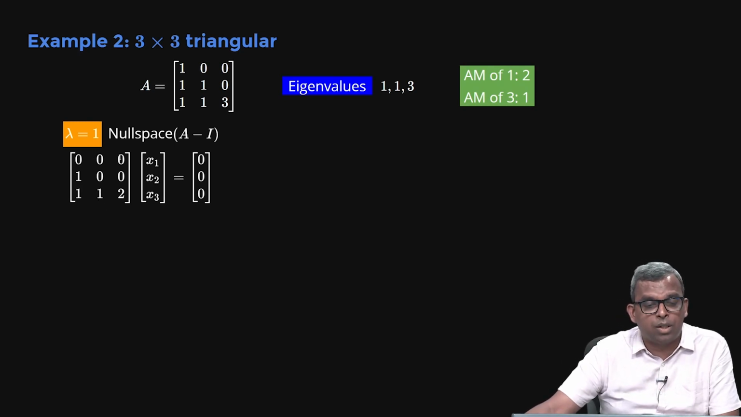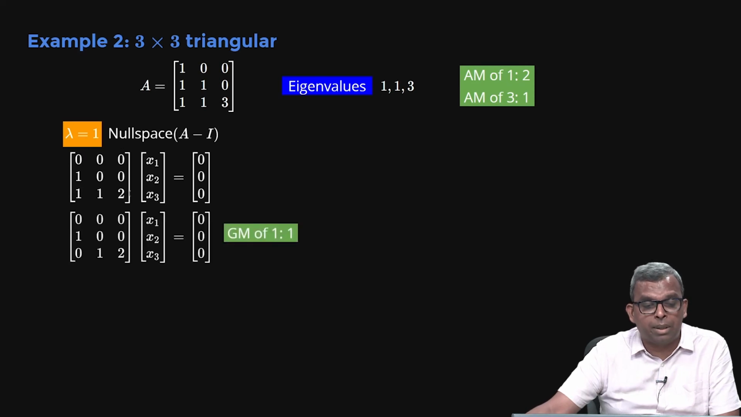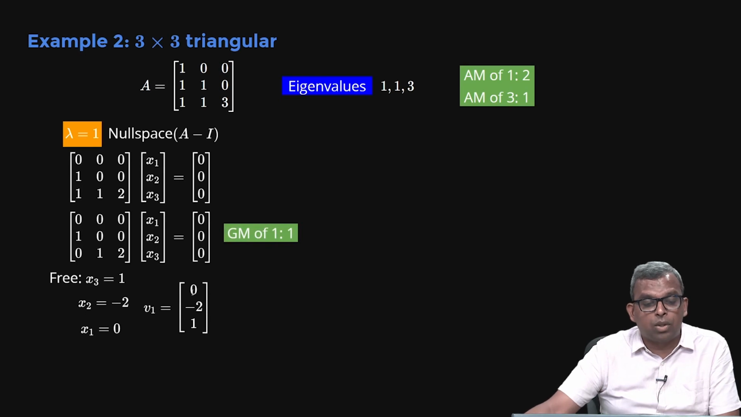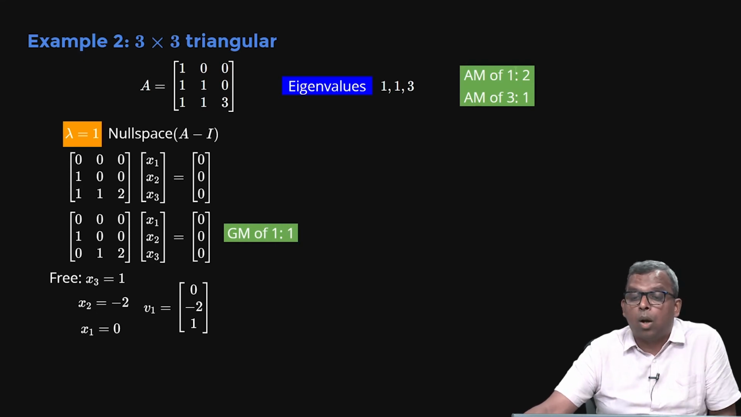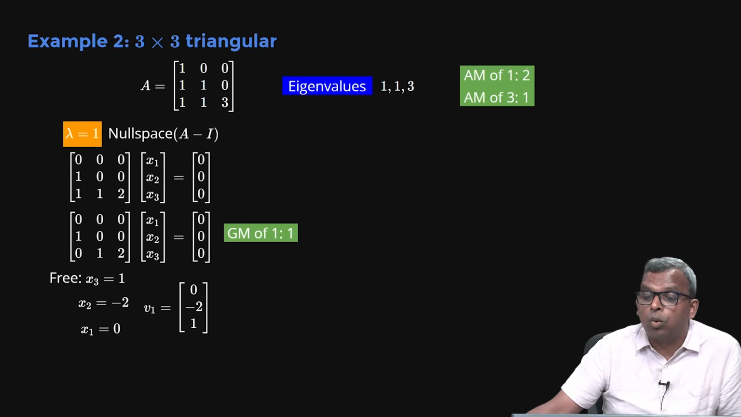So, 0, 0, 1, 0, 0, 2, the last two columns. It should be 0, minus 2, 1, right. Ultimately you will get 0, minus 2, 1, that is your V1. This is your basis for the null space, and the geometric multiplicity of 1 ends up being 1. Notice here how the algebraic multiplicity of 1 was 2, while the geometric multiplicity is only 1.